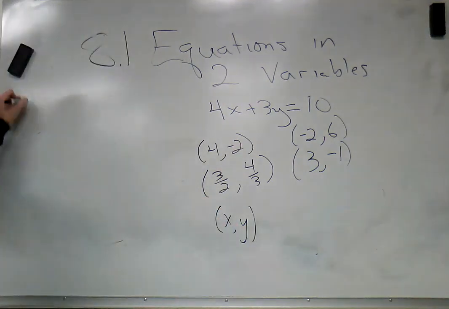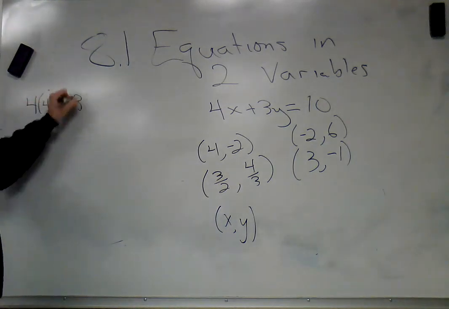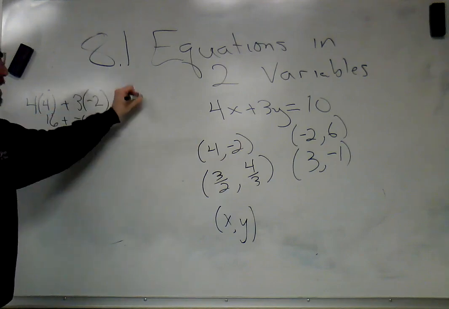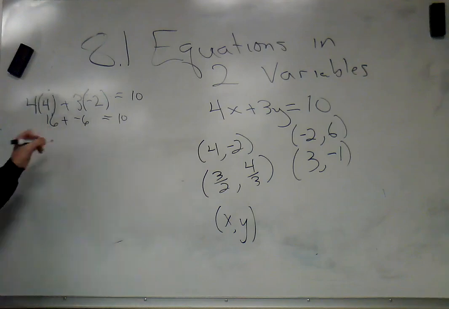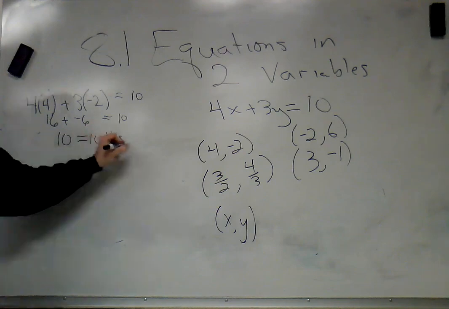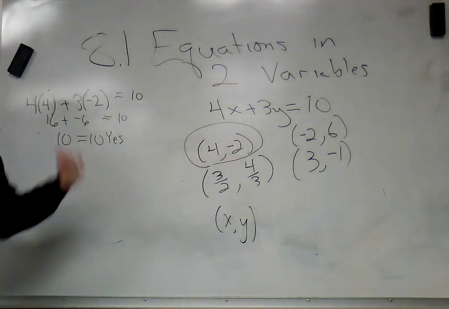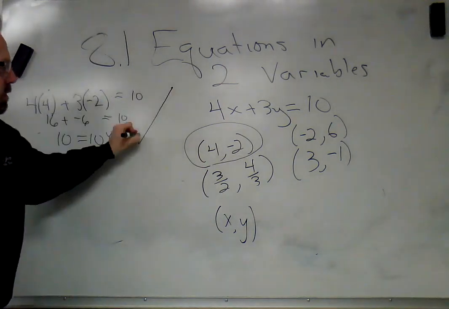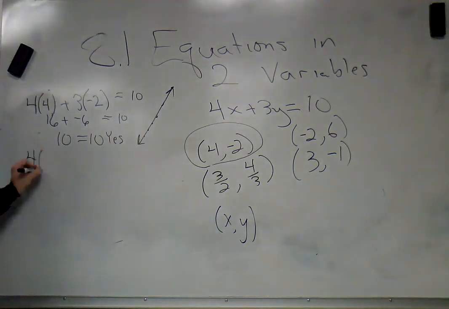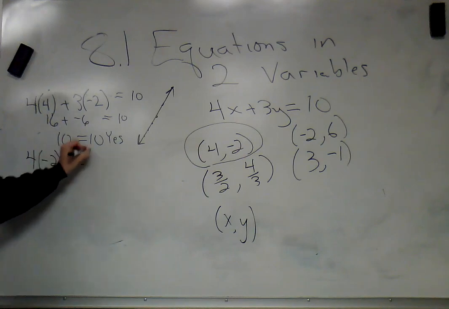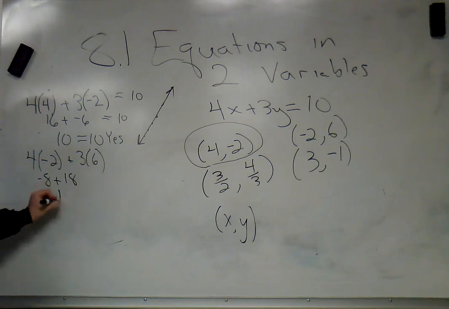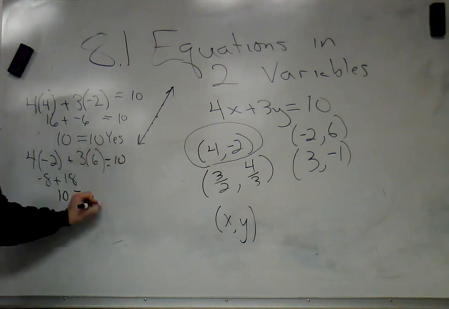So we're going to substitute in 4 times 4 plus 3 times negative 2. 4 times 4 is 16 plus negative 6. What is 16 plus negative 6? 10. So does 10 equal 10? Yes. So that one does work. It is possible we can get more than one, so we need to go through and try them all. Because if you think about a line, you could have endless numbers of points, so we need to check them all. 4 times negative 2 plus 3 times 6. That gets us negative 8 plus 18, which is 10. 10 equals 10. So that again is yes.